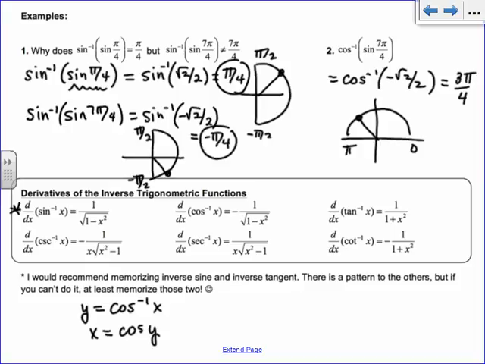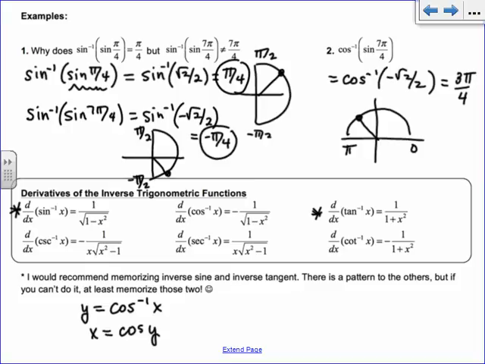The ones that you definitely have to memorize are the derivative of inverse sine, which is 1 over the square root of 1 minus x squared, and the derivative of inverse tangent, which is 1 over 1 plus x squared. Those are the only two that I've ever seen on the AP test. But it doesn't mean that the other ones wouldn't be on the AP test. They are still on the topics list for things that could be tested, right?